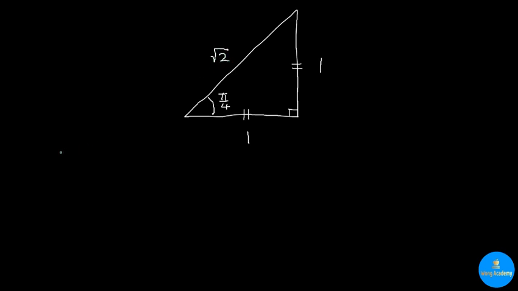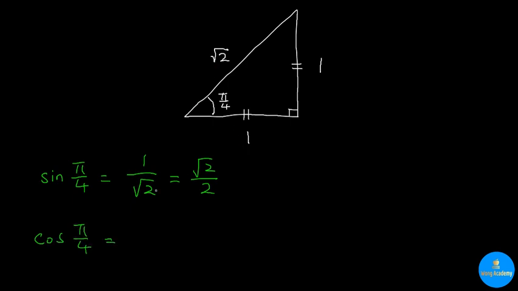From the definition of trigonometric functions, we have sine of pi over 4 equals 1 over square root 2. And we can rationalize the denominator to get root 2 over 2. Cosine of pi over 4 is 1 over root 2, which is also root 2 over 2. As for tangent of pi over 4, it is given by 1 over 1. So the answer is simply 1.